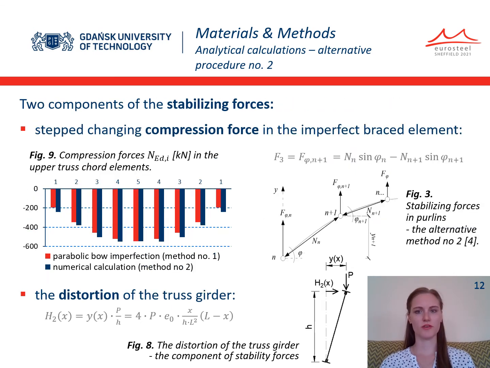In the alternative procedure number 2, two components of stabilizing forces are taken into account: the step-changing compression force in the imperfect upper chord of the truss and the distortion of the truss girder. The difference between this method and alternative method number 1 is in the way of calculating the stabilizing forces. This method is based on the analysis of the force equilibrium in nodes.